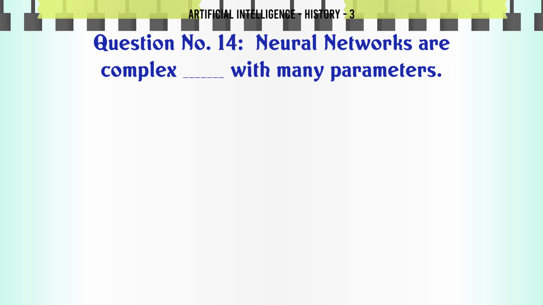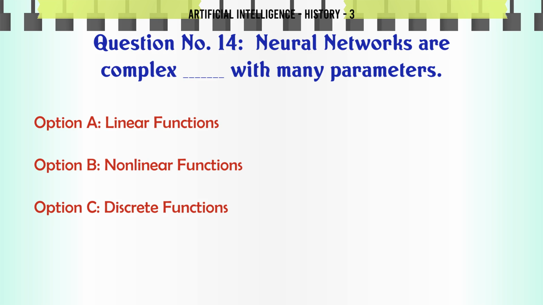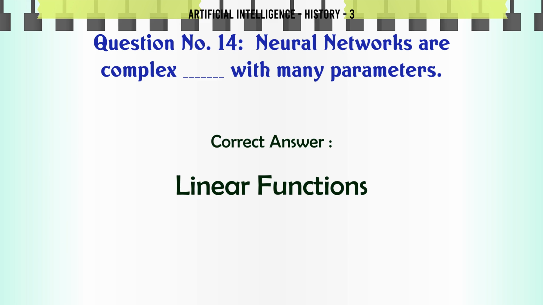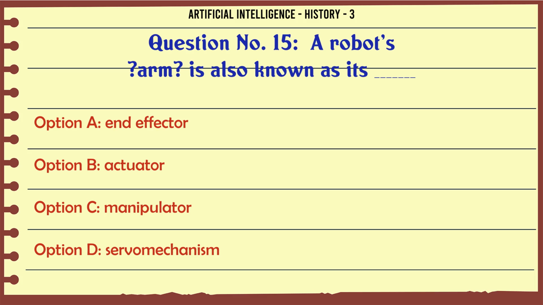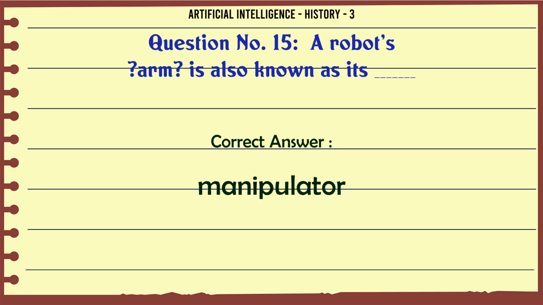Neural networks are complex with many parameters. A. Linear functions. B. Nonlinear functions. C. Discrete functions. D. Exponential functions. The correct answer is linear functions. A robot's arm is also known as its A. End effector, B. Actuator, C. Manipulator, D. Servo mechanism. The correct answer is manipulator.